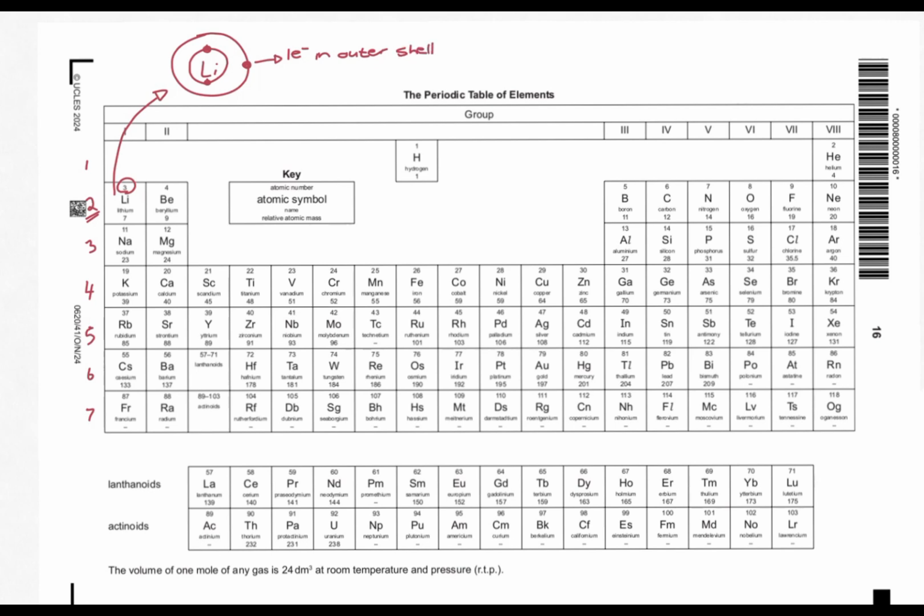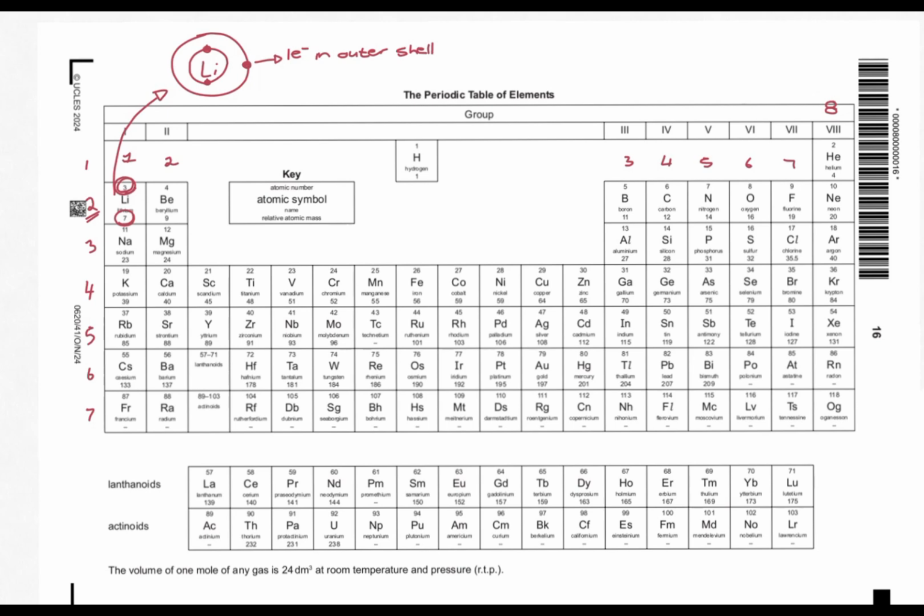Now this outer shell electron, or the number of outer shell electrons, corresponds with the group number. So group 1 will have 1, group 2 will have 2, 3, 3, 4, 4, 5, 5, 6, 6, 7, 7, and group 8 will have 8 electrons in their outer shell. So now we know period is the amount of shells and group is the amount of outer shell electrons.